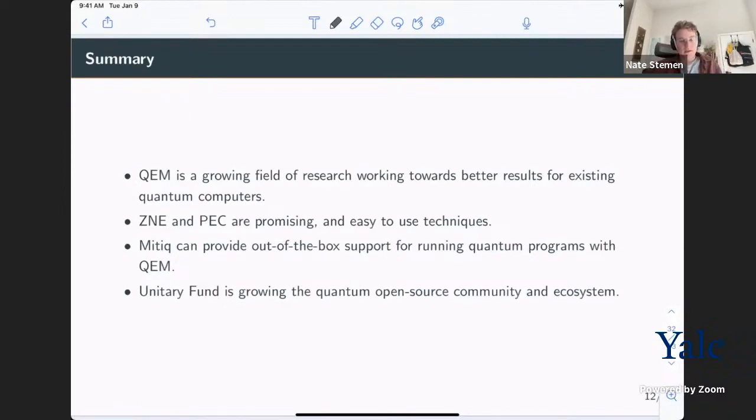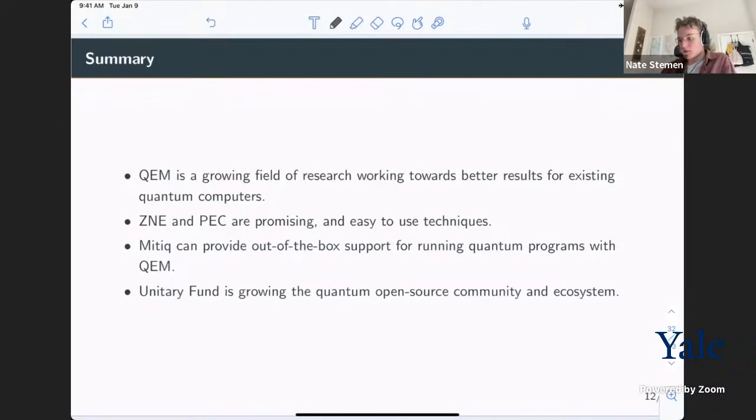As we saw, ZNE and PEC are two techniques that Mitiq supports out of the box, and they work pretty well. I definitely recommend checking them out if you ever need to run programs on an actual quantum device.